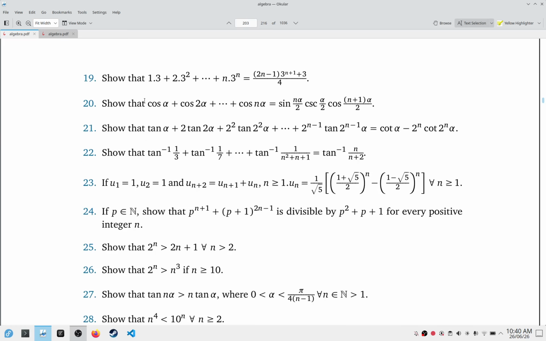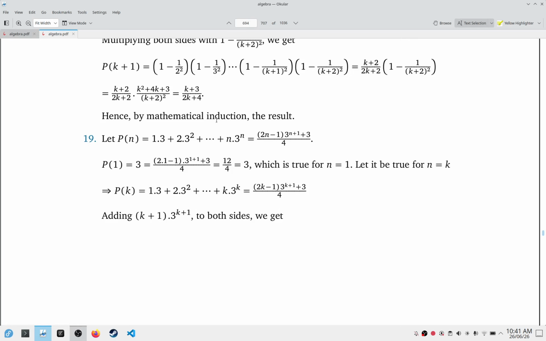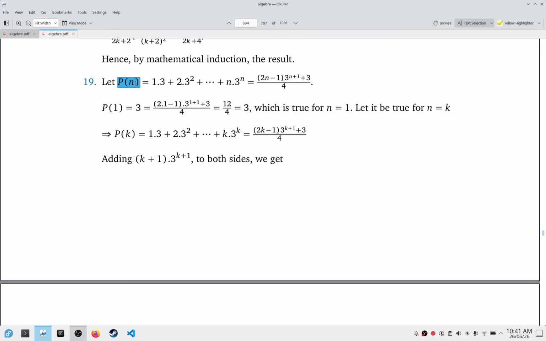Question 19 says that show that 1 times 3 plus 2 times 3 squared up to n times 3 to the power n is equal to ((2n minus 1) times 3 raised to the power n plus 1, plus 3) over 4. So we let the given expression be Pn, we put n is equal to 1, left hand side becomes 3 and right hand side becomes (2 into 1 minus 1) times 3 to the power 1 plus 1 plus 3 over 4, which is equal to 12 over 4, which is 3. So it is true for n is equal to 1.